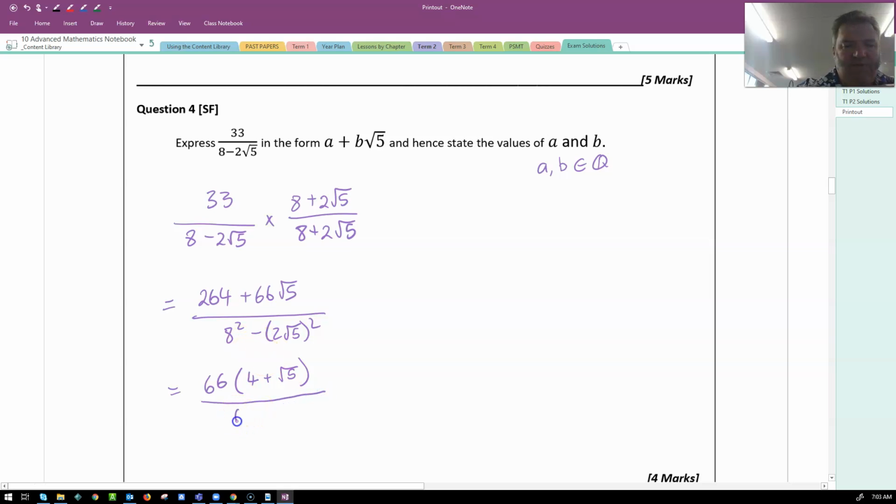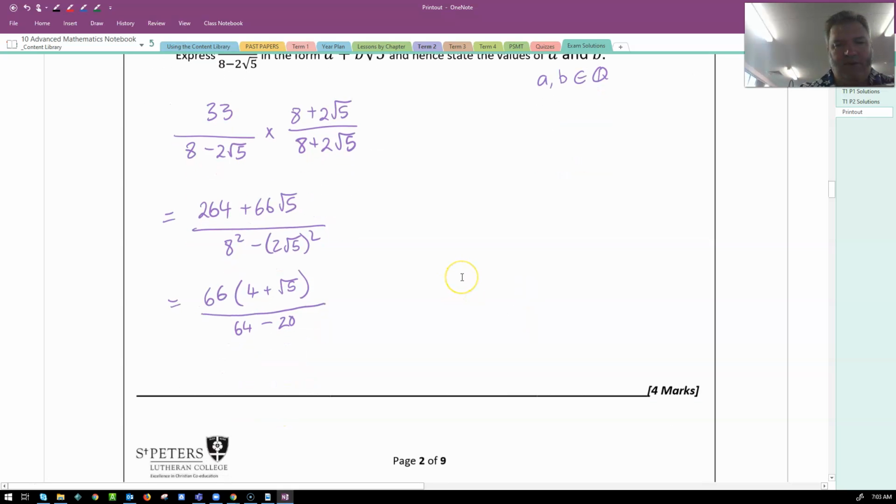And on the bottom I'm going to have 64 minus 2 squared, which is 4 times 5, is 20. Okay, getting closer to what we need to have. I might just continue my working over in the next column. That's going to equal 66, 4 plus root 5, divided by 64 minus 20, which is 44.